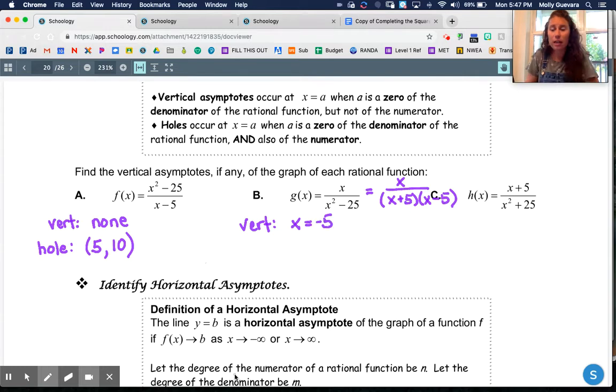At the vertical line x equals negative 5. Here, positive 5 is a 0. Is that a 0 of the top? No. So I have another vertical asymptote at positive 5. Okay. And then does the graph have a hole? Well, again, do I have a 0 that's common on both the top and the bottom? On the top, my 0 is 0, and then on the bottom, it's negative 5 and positive 5. So I don't have one in common on both the top or the bottom. So in this case, there's no hole.